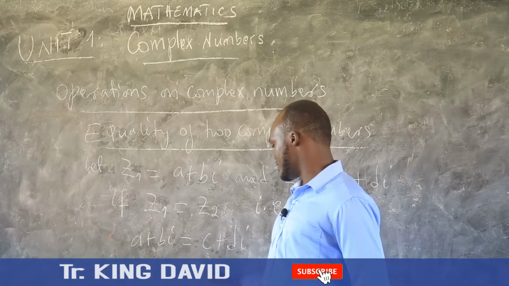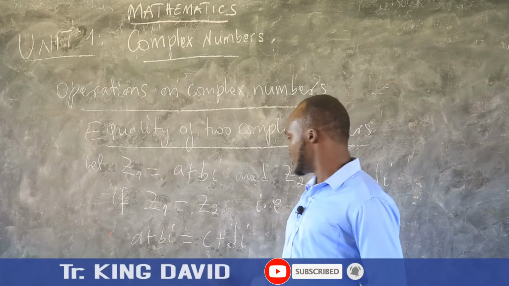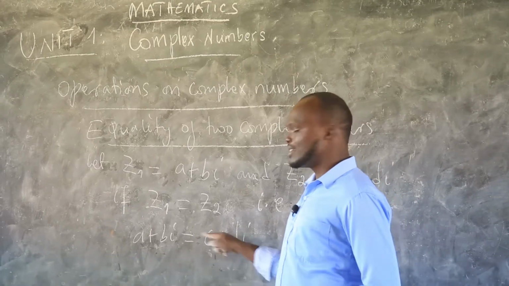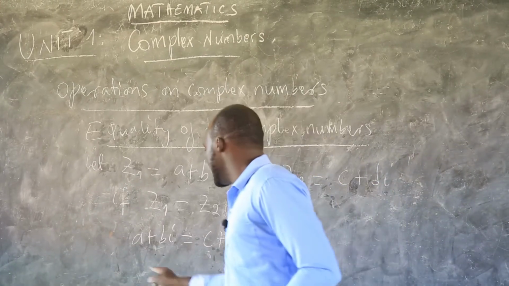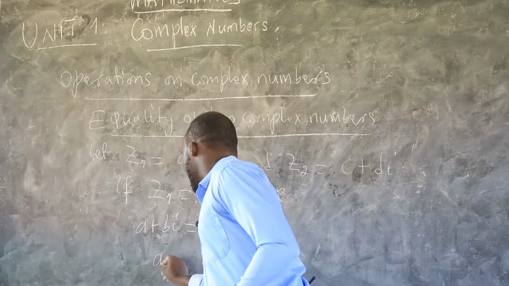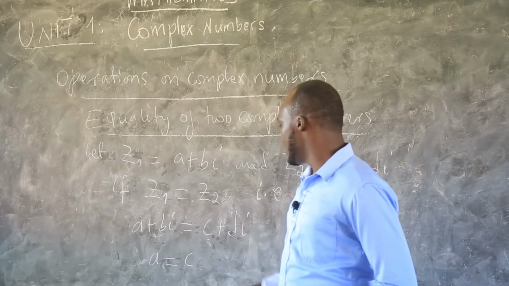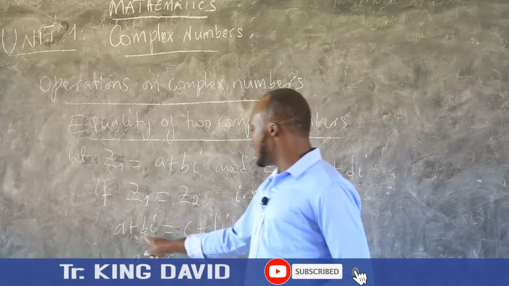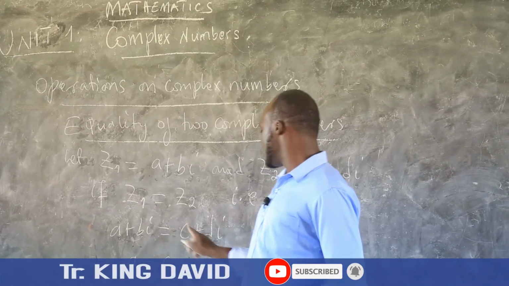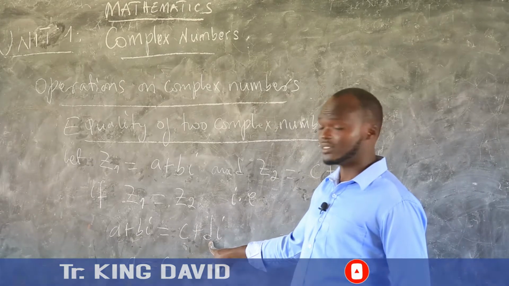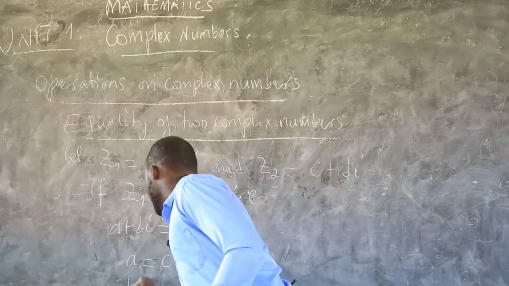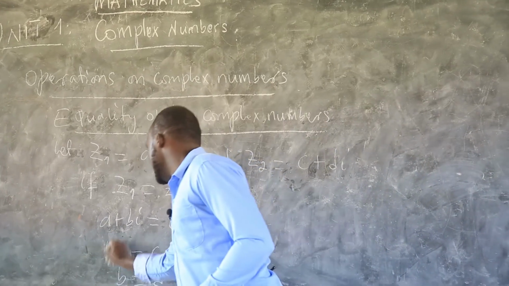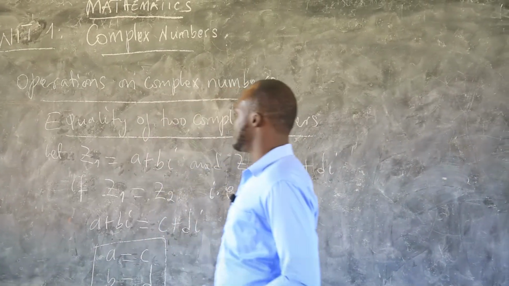So they are equal if and only if the real part of Z1 is the same as the real part of Z2. Meaning that they are equal if and only if A equals C, the real part of Z1 is the same as the real part of Z2, and the imaginary part of Z1 is the same as the imaginary part of Z2. So then B also equals D. That is what we call equality of complex numbers.